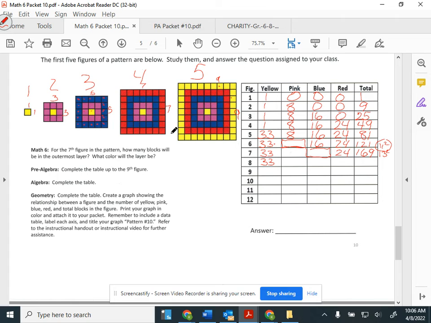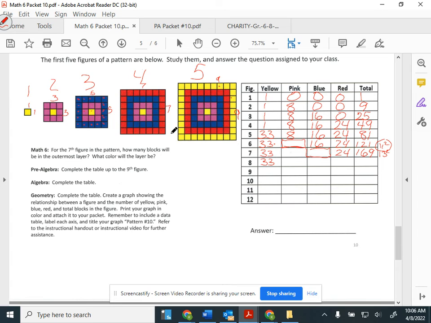Come show me what you got, and let's see if you got it correct. Your paper. Yep, that's not correct, because if we were to add these up, it's not 32. Oh, so we have to complete the whole thing or just a total? You need to answer the questions.